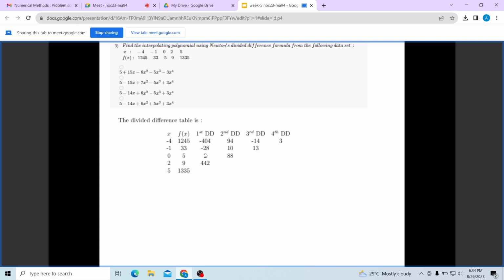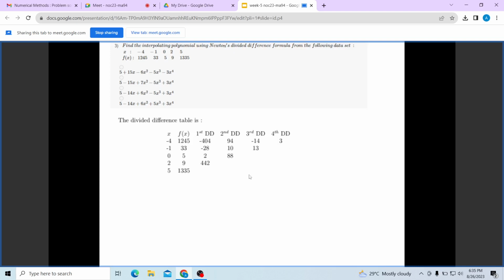Similarly for 10, how will you get it? 2 minus minus 28 and divide by 2 minus minus 1. So for this 10, you will use 2 and minus 1. Similarly for 88, you will use 5 and 0. So just calculate the first divided difference column, second divided difference column, third divided difference column and fourth divided difference column.